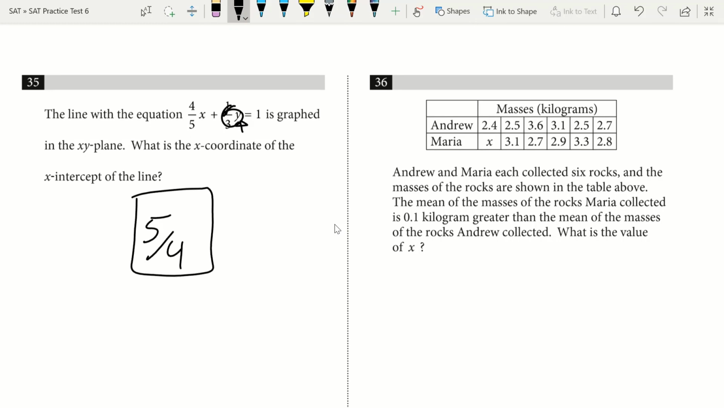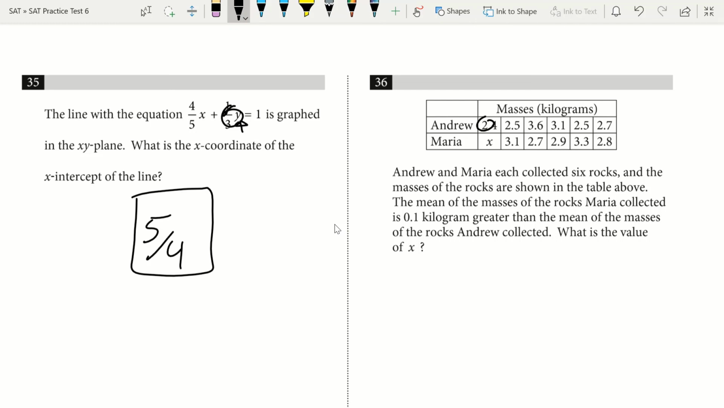Okay, now I can move on to question 36. Andrew and Maria each collected 6 rocks, and the masses of the rocks are shown in the table above. The mean of the masses of the rocks Maria collected is 0.1 kilograms greater than the mean of the masses of the rocks Andrew collected. What is the value of x? All right, the first thing I got to do is solve for the mean of the masses of the rocks Andrew collected.